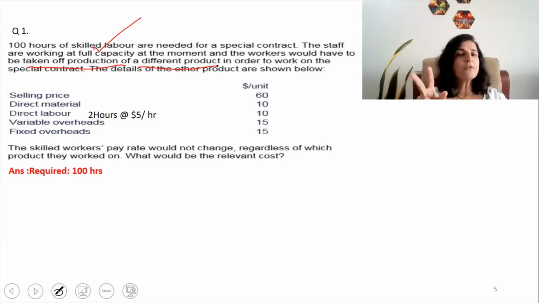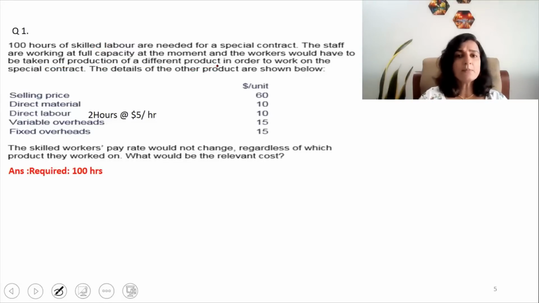So there is transfer of labor. Whenever there is transfer of labor, there are two types of relevant cost. What did we study? The first type is the direct labor cost actually paid. And the second one is the lost contribution of the existing business. Okay, so let's get back to the question.